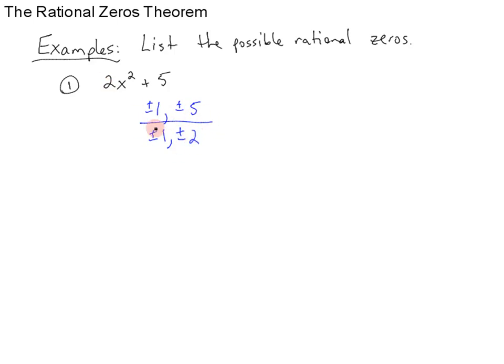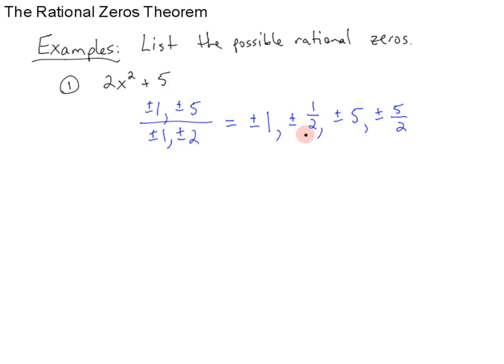Now we have to look at the different combinations. For example, I could have 1 on top with 1 on bottom, and 1 divided by 1 is 1, and then it could be plus or minus depending on your signs. I could have 1 on top with 2 on bottom, which would give me plus or minus 1/2. Finally, I could have 5 on top with the 1 on bottom, which would give me 5, or 5 on top with the 2 on bottom gives me 5/2. So there's 1, 2, 3, 4 positive possible rational zeros, and 1, 2, 3, 4 negative possible rational zeros. So there are 8 total, and all 8 of them are listed right here.